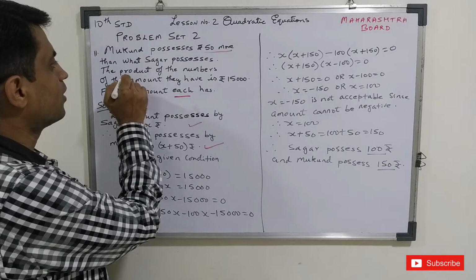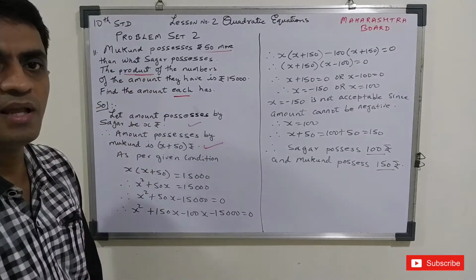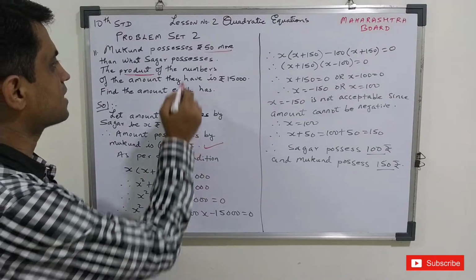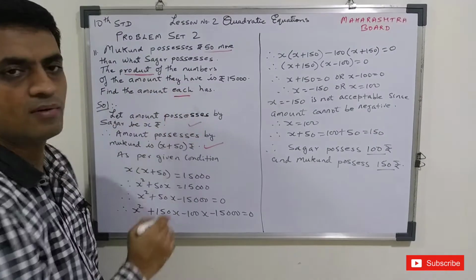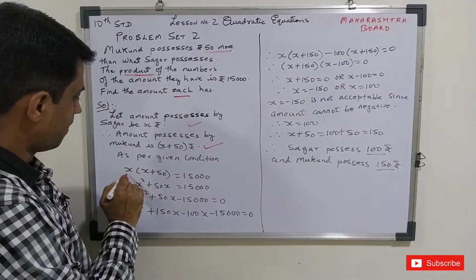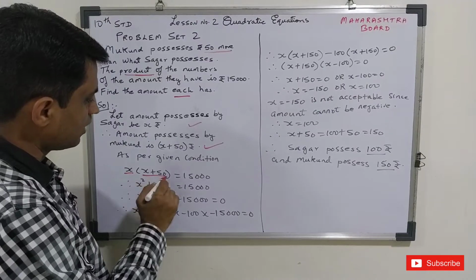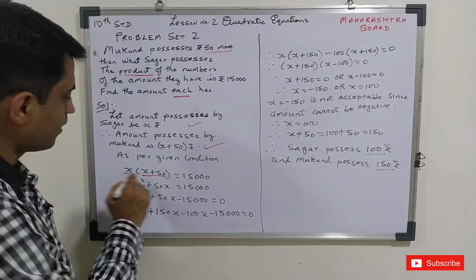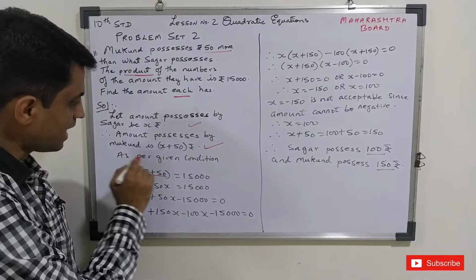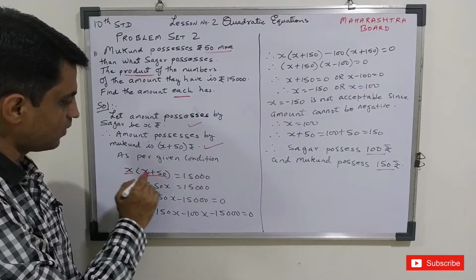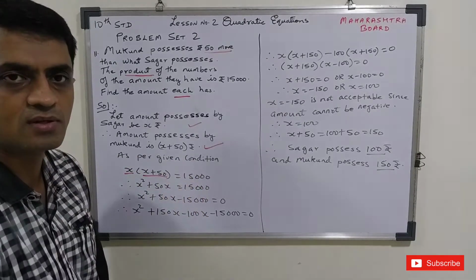Then they are telling the product. Product means multiplication. Whose multiplication? The numbers of amount they have. Means you have to multiply Sagar amount and Mukund amount. Product means multiply. So as per the given condition, x into x plus 50 is equal to 15,000.